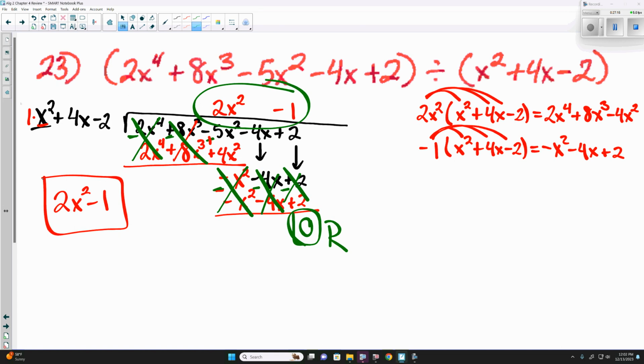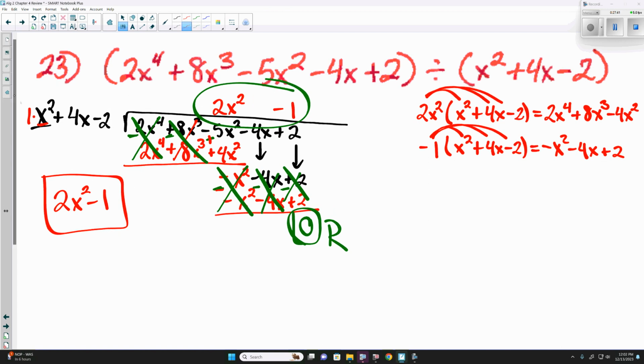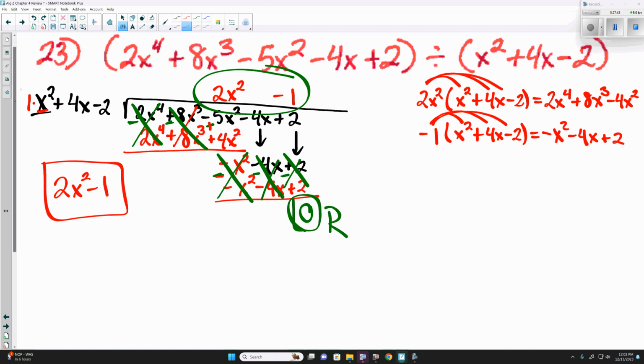If we did have a remainder, we would add it onto the end just like we did with our synthetic division and put what we've been dividing this by underneath and the remainder on top. But if the remainder is 0, we don't include this here. Questions on 23. Questions on how we did this one here. We good with this here? All right.